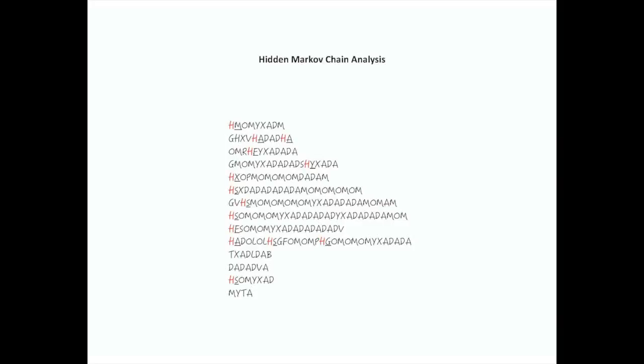And Markov chain analysis is very simple. Once you have the sequence, you can calculate the probability of an event occurring after a current event. So in this case, H is followed by M, H is followed by A, and you can calculate the probability of each event following the other.